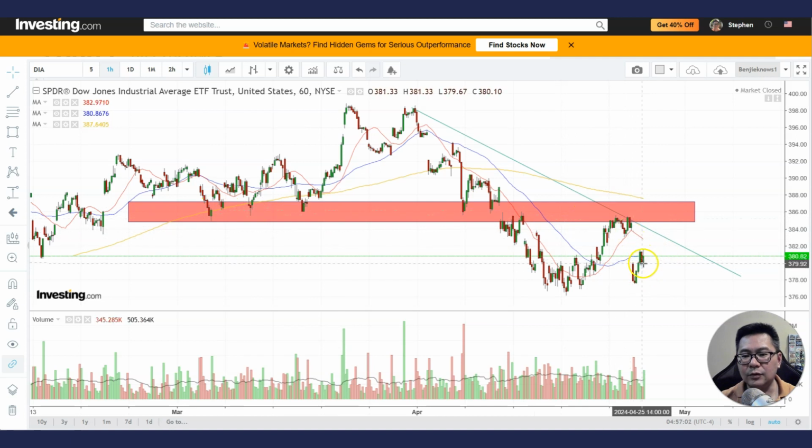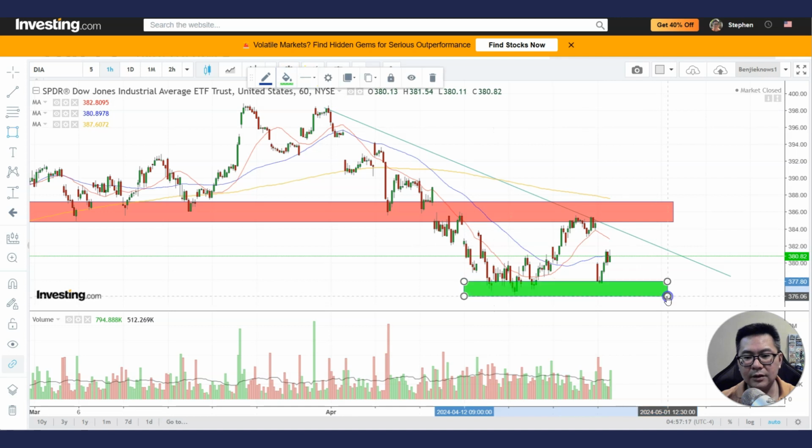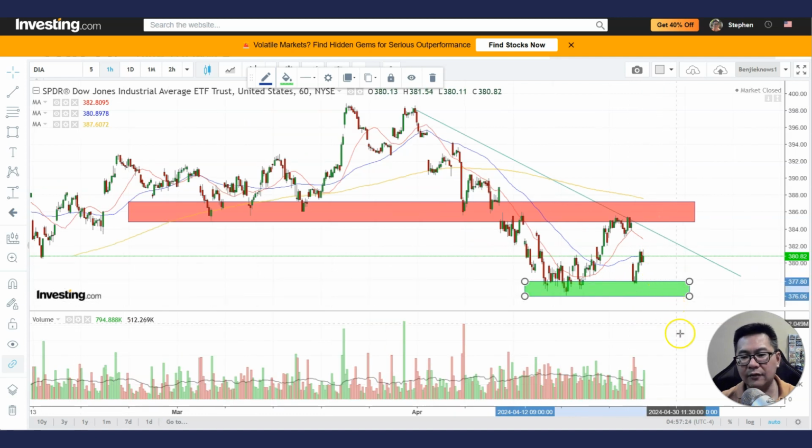Now what we want to do is look for a double bottom in the DIA, trade sideways, and break above this downtrend line so that we can go higher. If this support area, this area of demand, does not hold, we might see the DIA falling more.